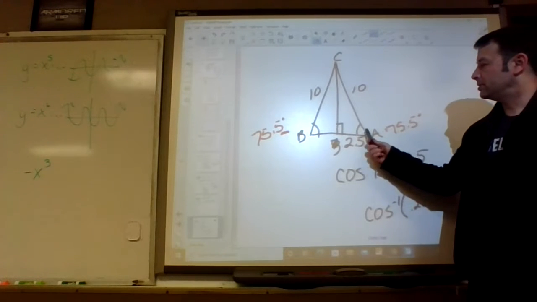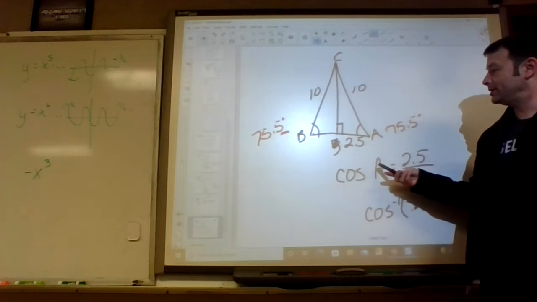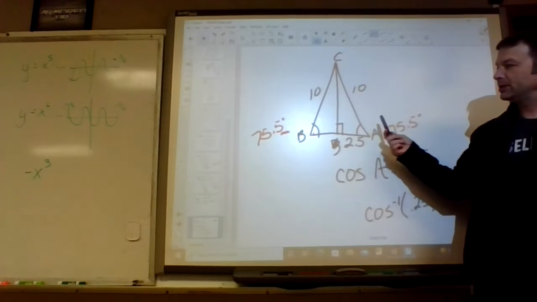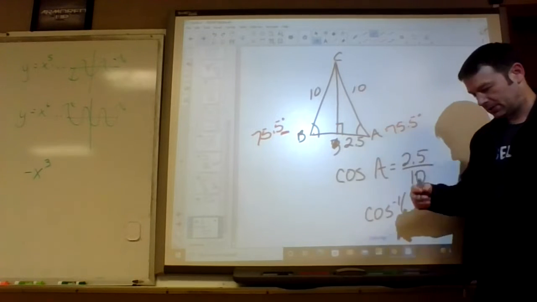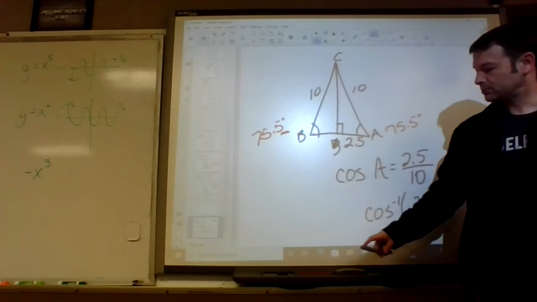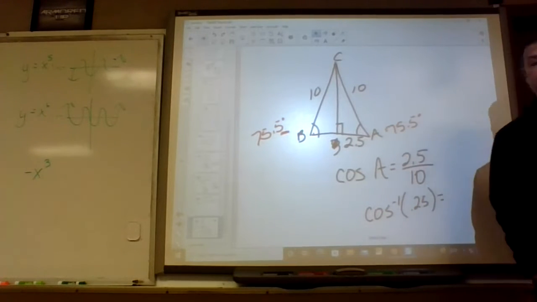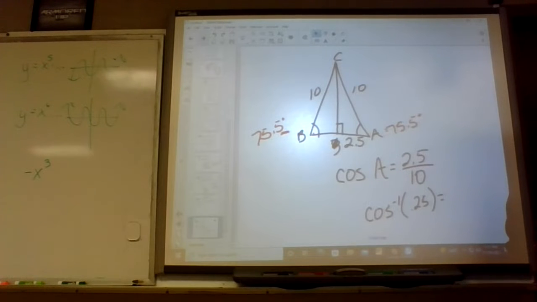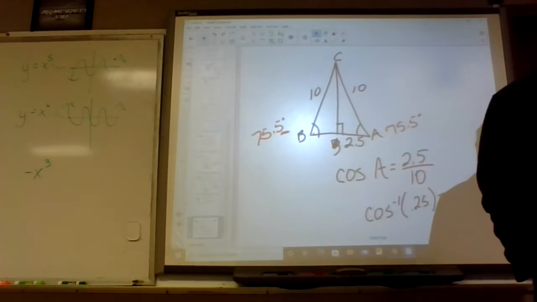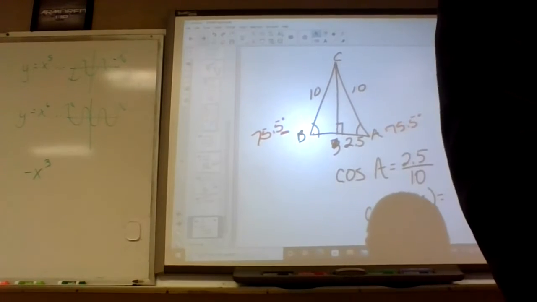Yeah. Base angles on an isosceles triangle are congruent. All three of them have to add up to 180. So 180 minus whatever these two are gives us angle C. 180 minus 75.5 minus 75.5 is 29.